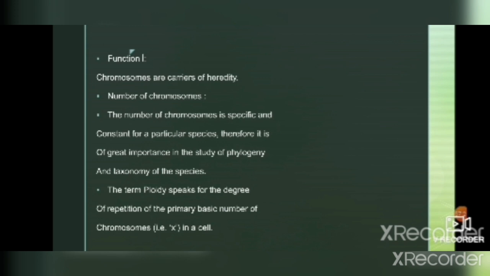Number of chromosomes. The number of chromosomes is specific and constant for a particular species. Therefore, it is of great importance in the study of phylogeny and taxonomy of the species. The term ploidy speaks for the degree of repetition of the primary basic number of chromosomes, that is X, in a cell.